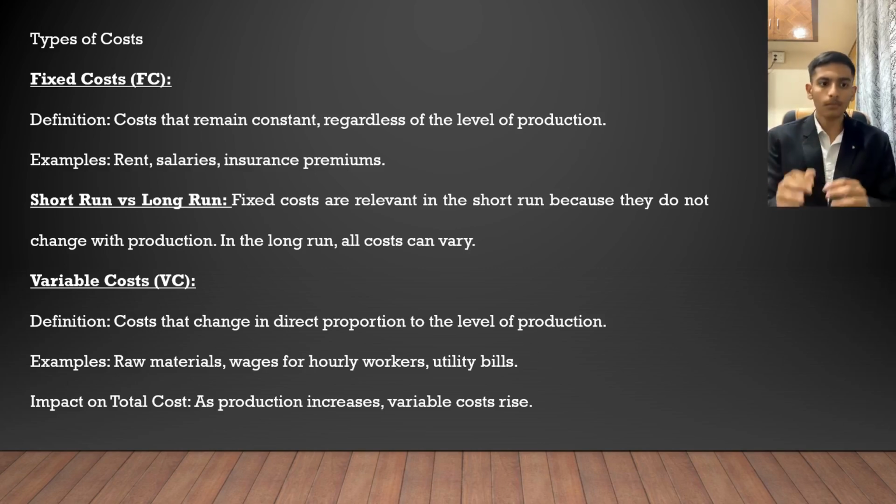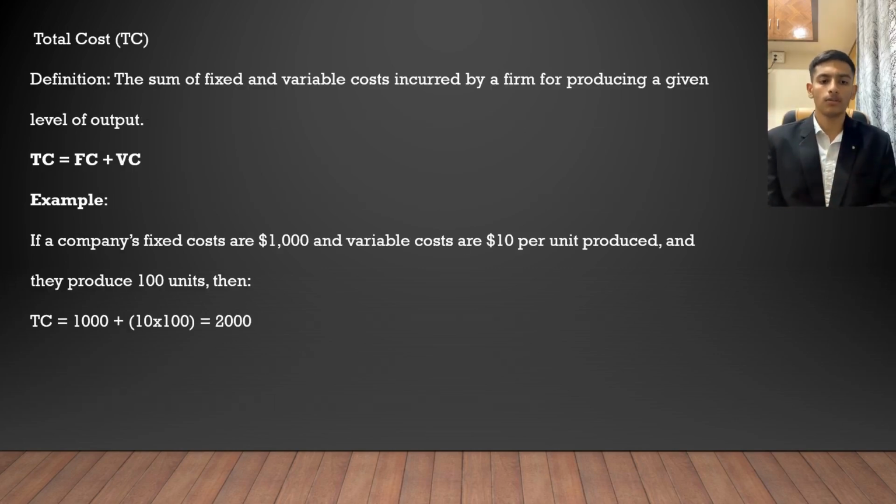Third is the variable cost. Variable costs are costs that change in direct proportion to the level of production. So variable cost is basically raw materials, wages for hourly workers and utility bills. So we take an example of daily wage workers. They work for a fixed period of time and take a fixed amount of wages. If they work more, we have to pay more, and these rates fluctuate a lot. It is called variable. So it changes according to time.